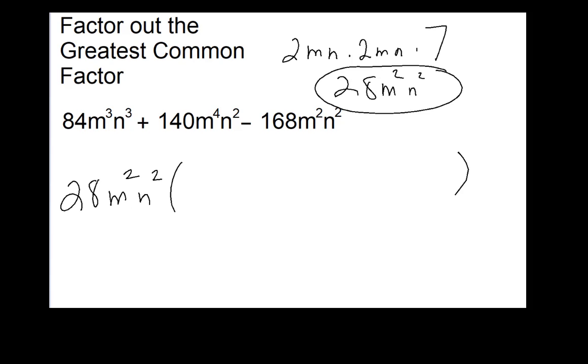So 28 into 84 is 3, and I have an m and an n left. Now that's the exact same thing that was left in that first column under 84. I'm going to do a positive here. 140 divided by 28 is 5, and I need an m squared. And then a positive into a negative. 168 divided by 28, that's the 6 that was left. And I don't need an m or an n, so that's my final answer.